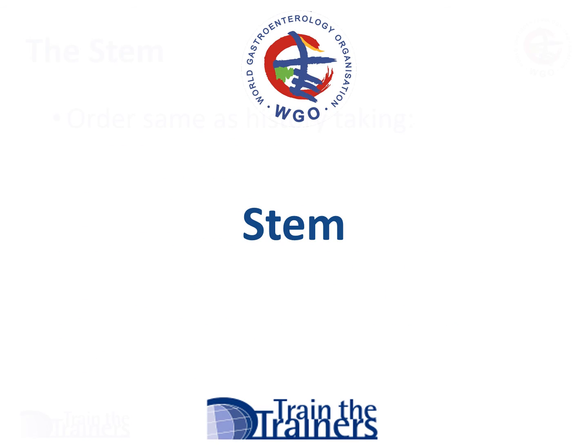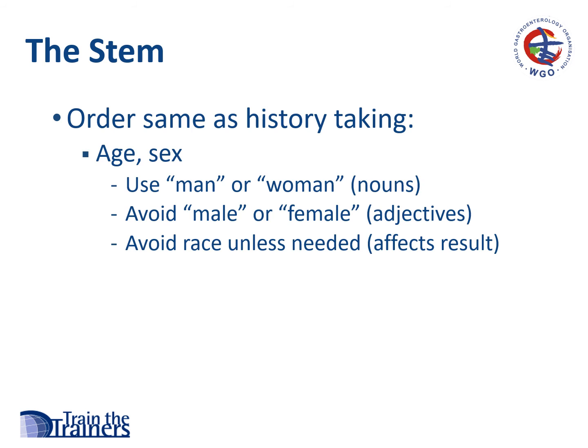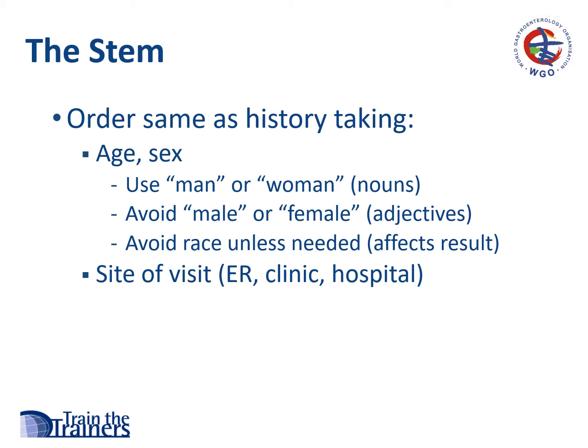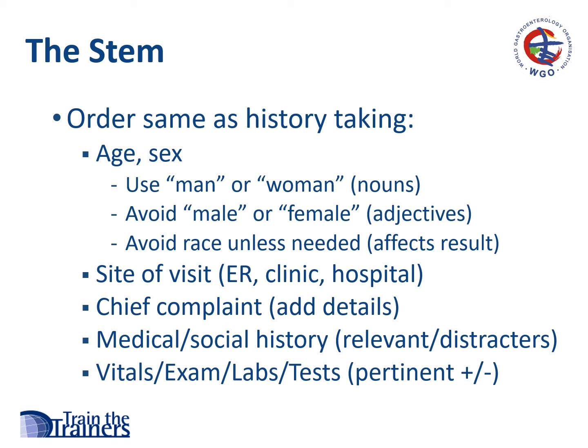The stem should be provided in the same order as taking a history. Start with the demographics, the location of the clinical encounter, and the chief complaint. In the medical and social history, provide relevant information and include distractors that make other answers reasonable options. Finally, provide the physical exam and the relevant investigations.